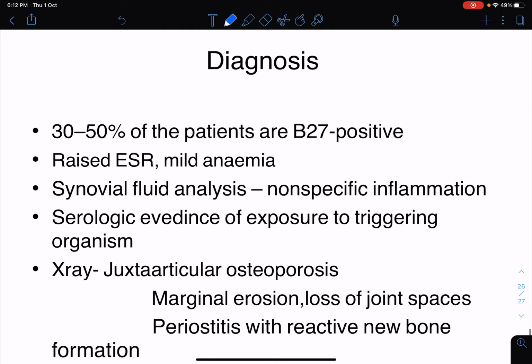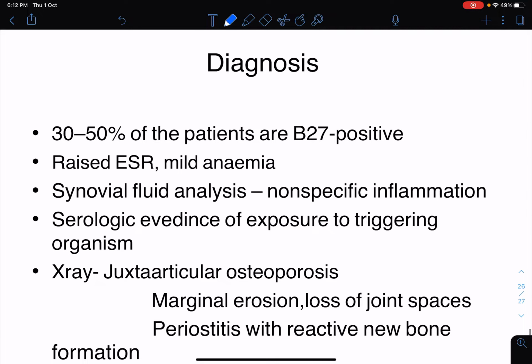In the diagnosis, 30 to 50% of the patients are HLA-B27 positive, whereas we have discussed in another class that in ankylosing spondylitis, almost 90 to 95% of the patients are positive for HLA-B27. The markers of inflammation will be raised. There will be raised ESR, CRP. In the complete blood picture, we may find mild anemia also because of chronic inflammation.